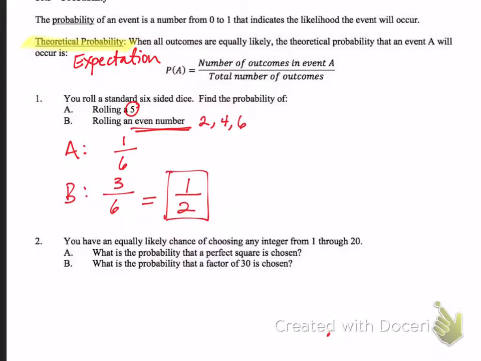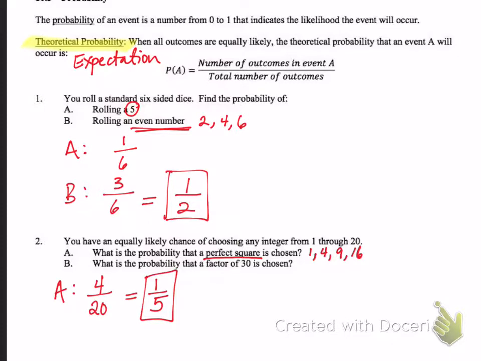Number 2, you have an equally likely chance of choosing an integer from 1 to 20, 1 and 20 included. What is the probability that a perfect square is chosen? So let's write out perfect square. And then what that means is like when you take the square root, you get a whole number. So what would those be? We're forgetting 1. 1, 4, 9, 16. Good. And then no more between that and 20. So I have 1, 2, 3, 4. 4 out of 20. And that would reduce to 1 out of 5.